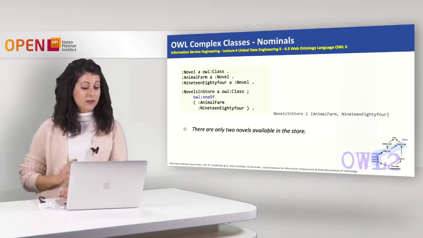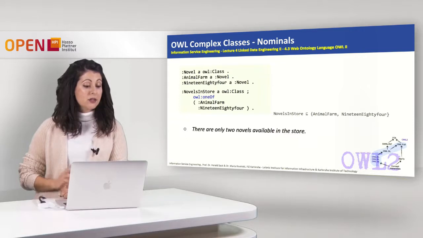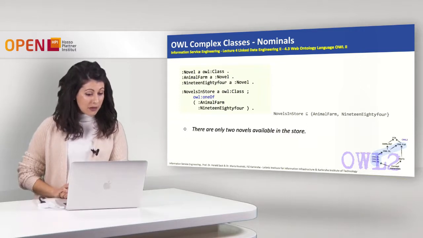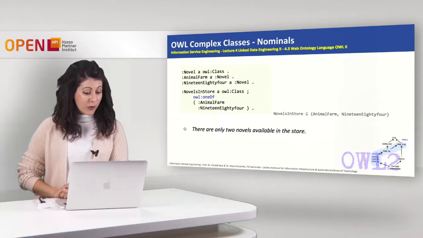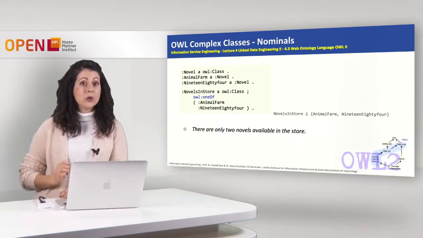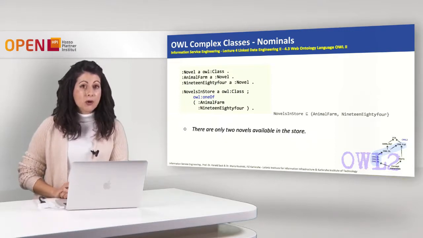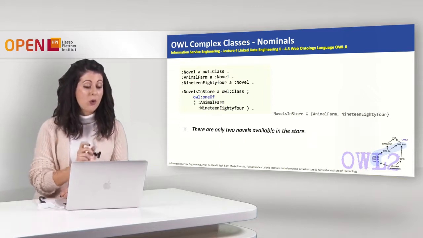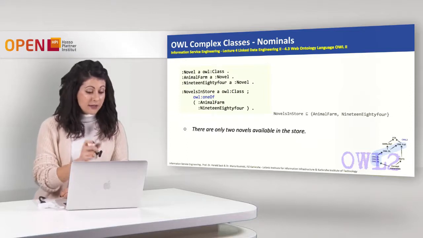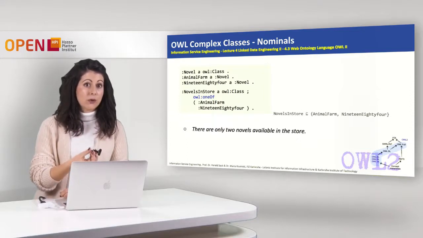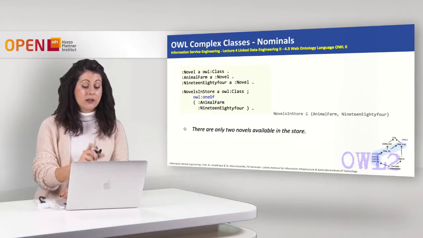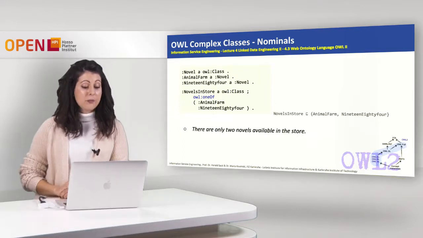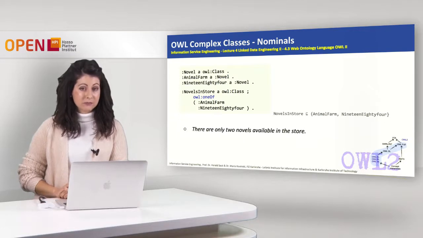Here in this example, we have defined the class Novel and then two instances of this class, Animal Farm and 1984. And then we define a new class, which is called NovelsInStore. You see here it's of type Class. And we want to define it as being a nominal. So how do we do it? Using the property owl:oneOf. By that we explicitly say that NovelsInStore, this class, will contain only one of the following individuals, Animal Farm or 1984.